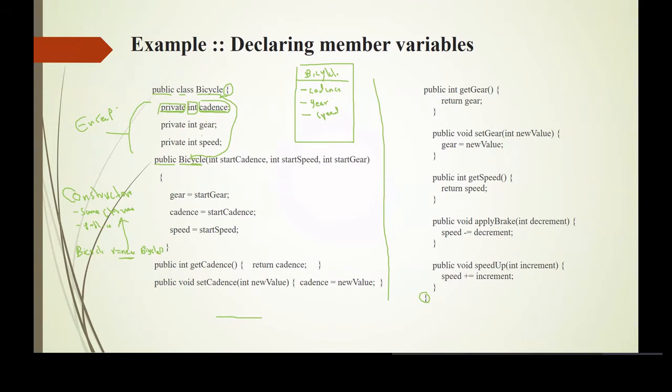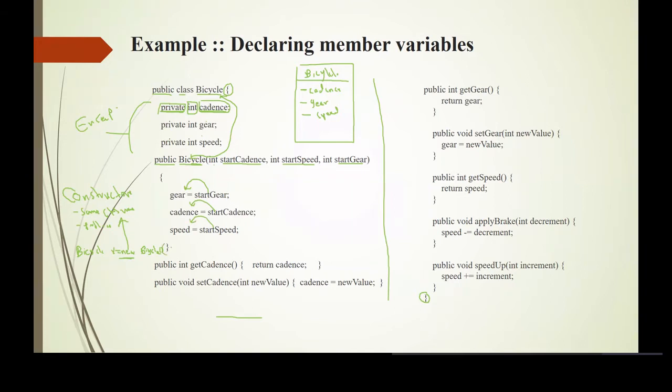Now this constructor takes three variables. The first one is called startCadence, and it's an integer. Then startSpeed, and then startGear. It sets up the value for the gear, the cadence, and the speed. So you can create a bicycle and give it a value here.